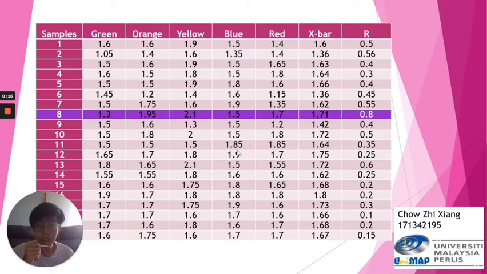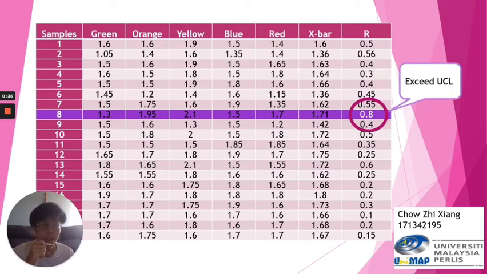this table here, as you can see, is the sample table. So in the previous calculation, we calculated that in sample 8, we have an R value of 0.8. Here you can see in the slide, it exceeds the upper control limit of the original R chart. So now we need to remove this sample because it exceeded the upper control limit. So we formulate a new R chart.